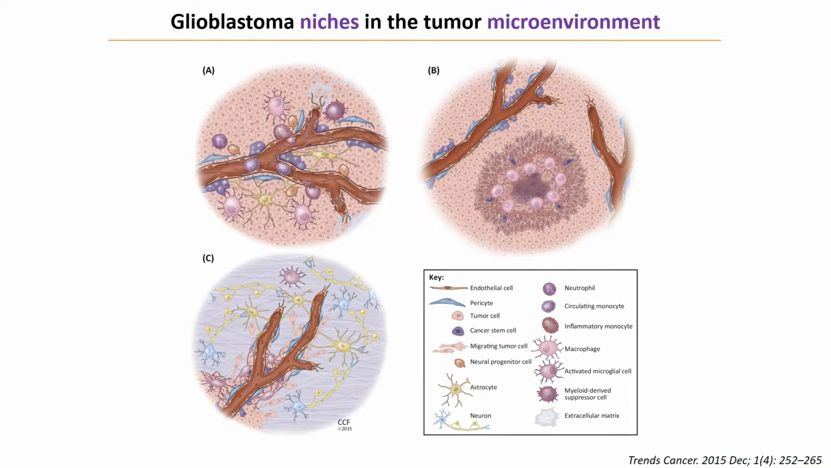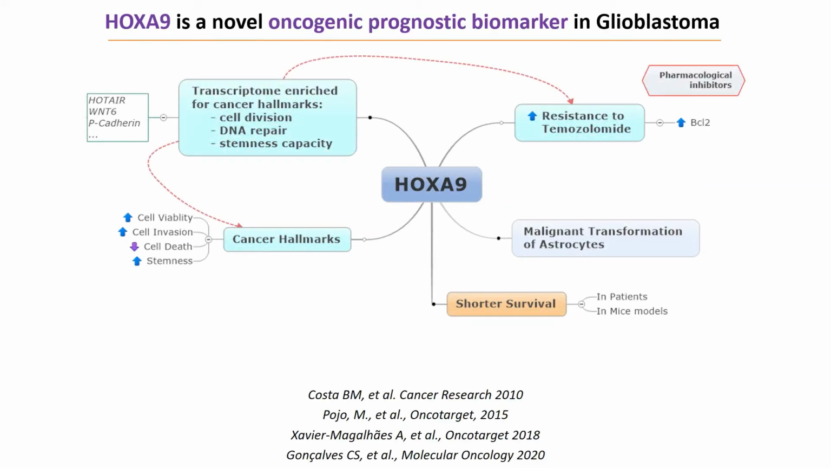In our lab, we have also been interested in identifying new molecular hallmarks of glioblastoma. One such example relates to SOX9, in which, in a variety of studies, we showed that it is a novel oncogenic prognostic biomarker in glioblastoma. In summary, we were able to define the full transcriptome associated with SOX9 in these tumors, meaning that we identified all the genes that are either upregulated or downregulated by this transcription factor in glioblastoma. We identified the cancer hallmarks that are regulated by SOX9, and this relates to its implication in increasing tumor cell viability, invasion and stemness, and also decreasing cell death.